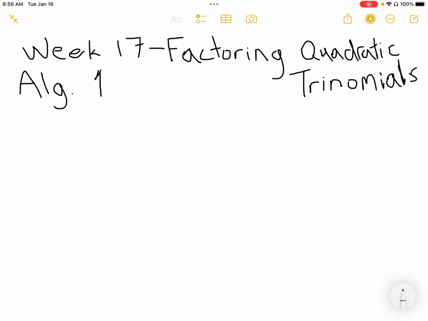So we talked about this a little bit last week, for simpler trinomials. Like we said, we had something like x squared plus 5x plus 6. So both of these terms were positive, right? Obviously, the first one is positive as well.